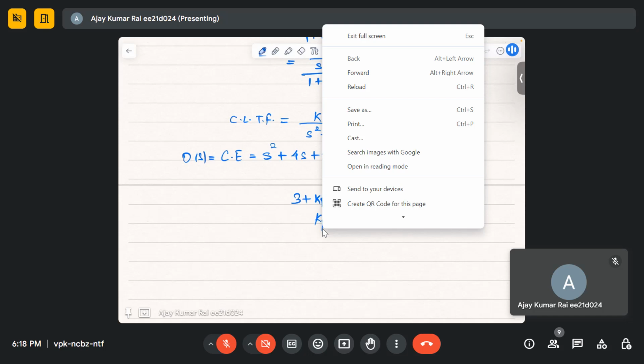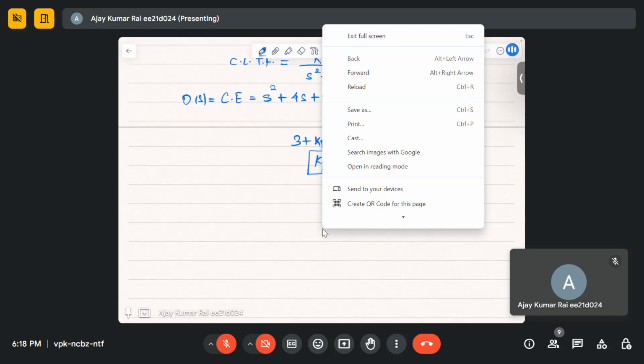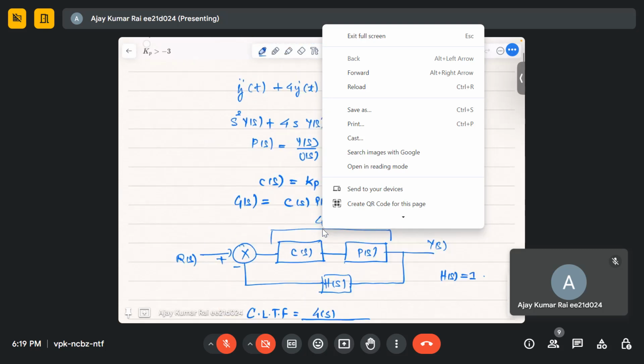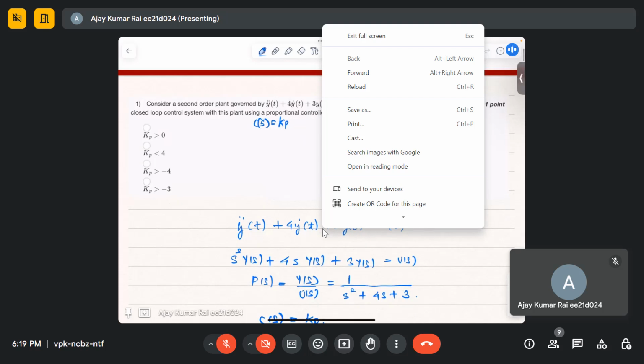Kp should be greater than -3. Okay, so if you have the proportional controller gain Kp greater than -3, then you will be having roots in this part of the imaginary-real plane. And if you have the poles here, we say the system is stable, right? So if you look at these options, option 4 is correct.